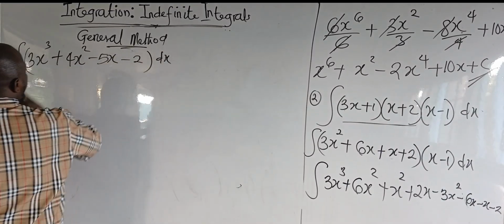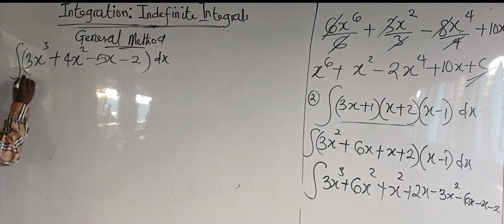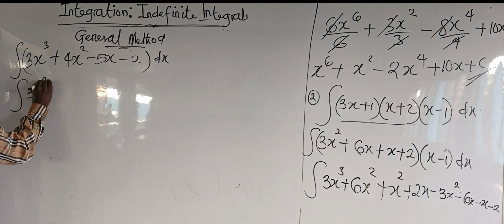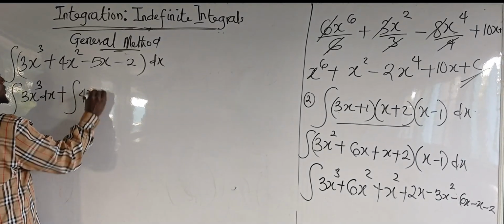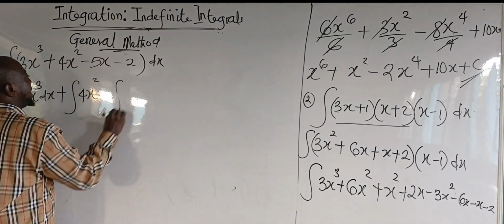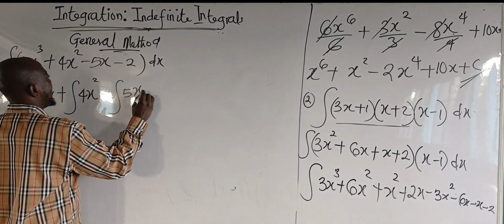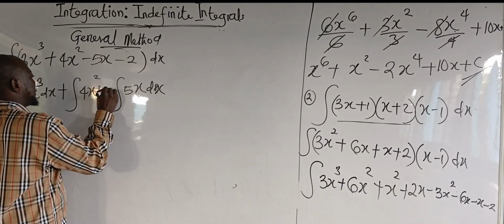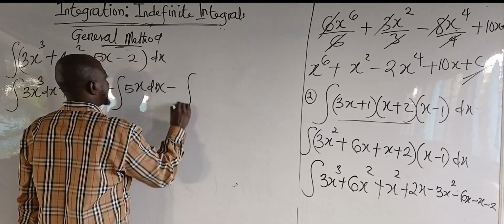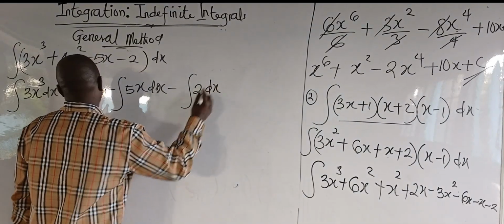So here, I'm now going to separate them. So I have this value, x cubed dx here, plus the integral of this value, dx there, and then the integral of 5x here, now dx here. Please always add your dx. So now minus the integral of 2 dx. So that's what I have.